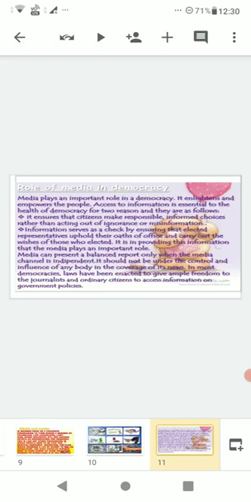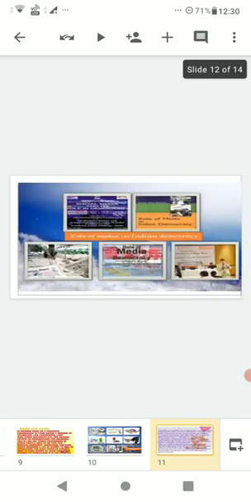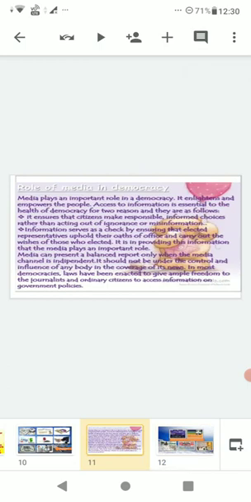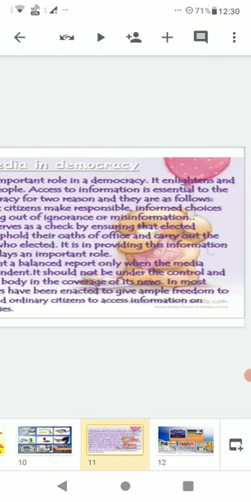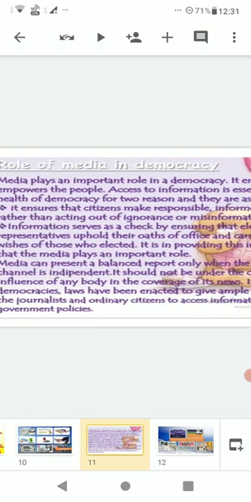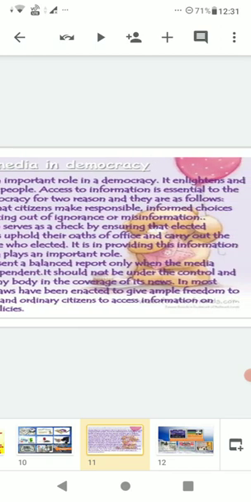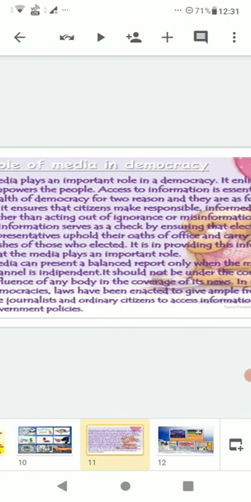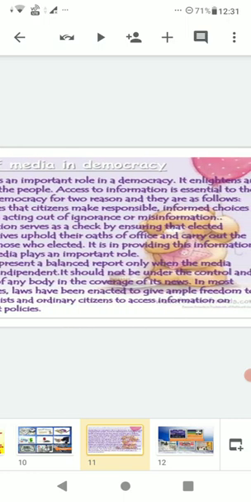Then there is the role of media in democracy. So media plays an important role in a democracy. It enlightens and empowers the people. Access to information is essential to the health of democracy for 2 reasons, and they are as follows.